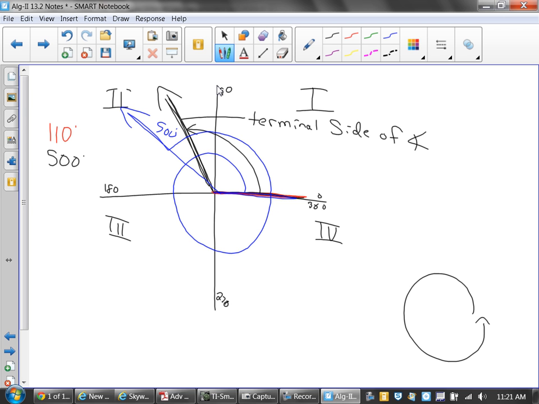So if I ask you to draw a 700 degree angle, what quadrant would it lie in? It'd be in 3. Well, let's see. That's 720 right there at the top. All right, so there's 360. That'd be 720, so it's in here somewhere, right? So what quadrant is that? 4.